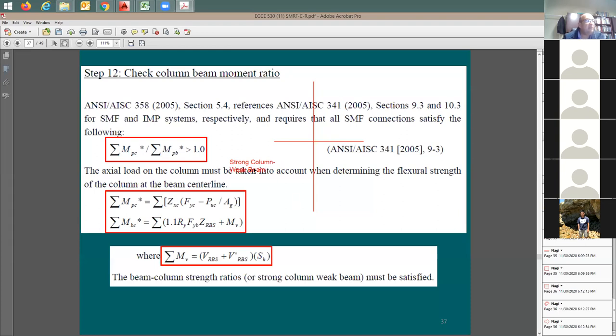It doesn't mean that I'm looking for a bad beam because it's going to be weak. No, all it means is that the column is going to be stronger than the beam. And this applies only in buildings.